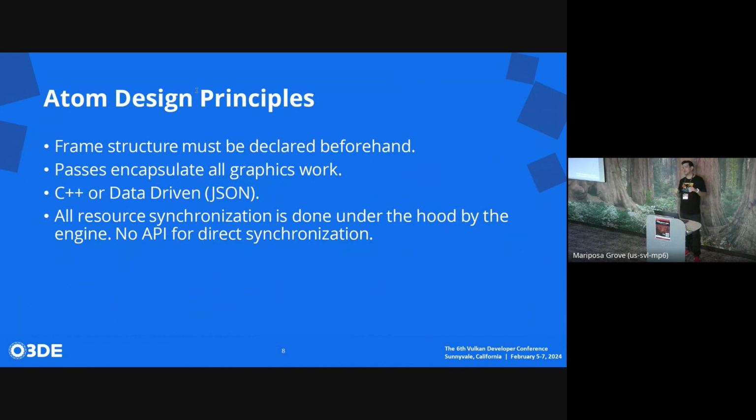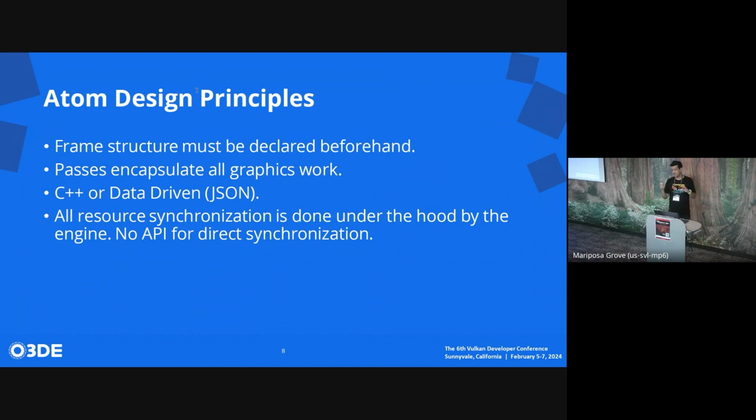So I'm going to go through some of the design principles that were used when building Atom. The first one is that the frame structure needs to be declared beforehand. What is the frame structure? The frame structure means that all the passes, all the resources, all the usages, in which queues are going to be running, and an estimation of how much work a pass is going to be doing, all of that needs to be declared at the beginning of the frame. So with that information, we have a full view of everything that's going to happen before we do any actual GPU work. The frame structure can change frame to frame, so it needs to be built at the beginning of every frame.